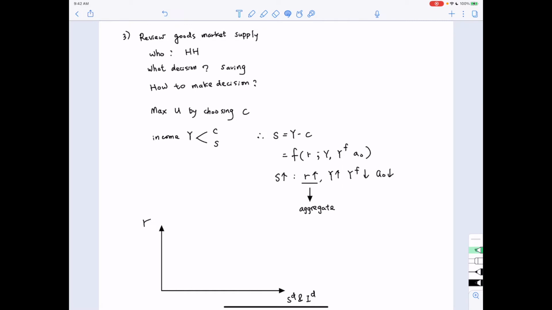And here, we know that there exists a positive relationship between savings and the real interest rate. Therefore, the saving curve in the saving investment diagram needs to be a curve that is sloping upward, which indicates the positive relationship between the price and quantity of the capital goods market.